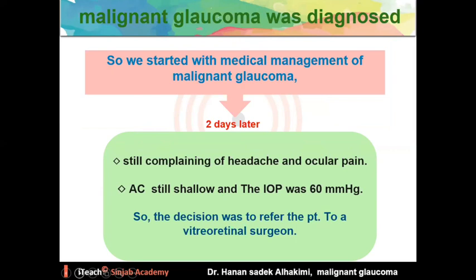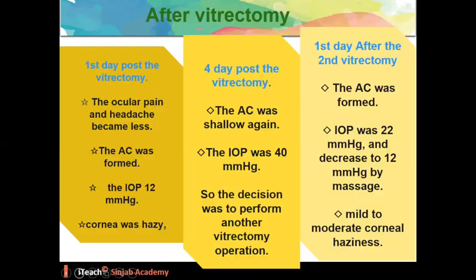However, unfortunately, 2 days after medical treatment, there was no improvement. The AC was still shallow. The patient still complained of headache and ocular pain. The IOP was still 60 millimeters of mercury. So the decision was to refer the patient to a vitreoretinal surgeon to do pars plana core vitrectomy. After the pars plana core vitrectomy, thank God the ocular pain and headache resolved. The IOP dropped to 12 millimeters of mercury and the AC was formed.